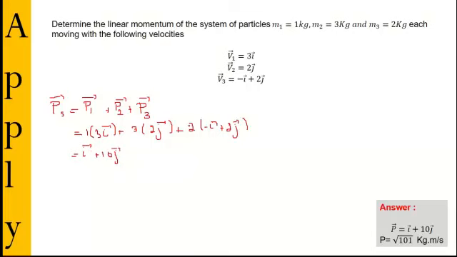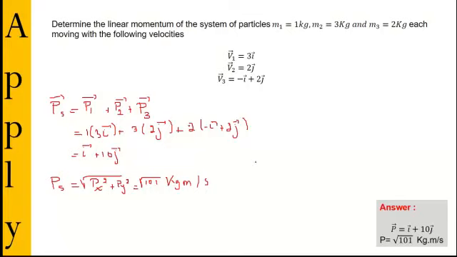Now, if the question is also to find the value, then since it's the vector in terms of i and j, in order to find the value of linear momentum of the system, it will be equal to radical of px squared plus py squared, the components, which will be equal to radical 101 kilogram meter per second. So this will be the value.